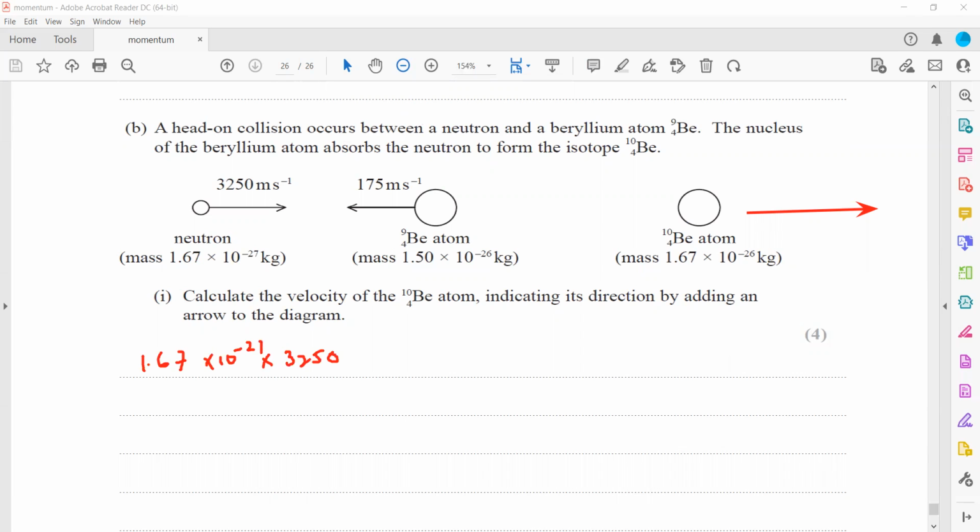But because the other particle is moving in the opposite direction, if this is a positive momentum, this will be negative, so minus 1.5 × 10^-26 times 175. That is the total initial momentum. And the final momentum, as it gains the neutron, the mass changes to 1.67 × 10^-26, and the speed, for example, is v. So we just simplify and get the value for v.